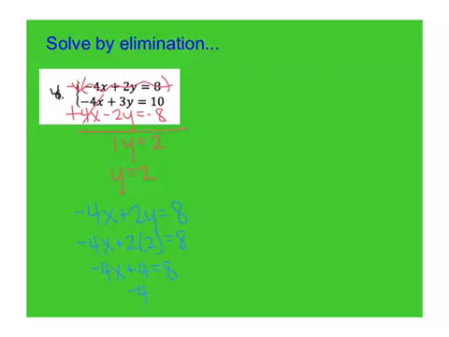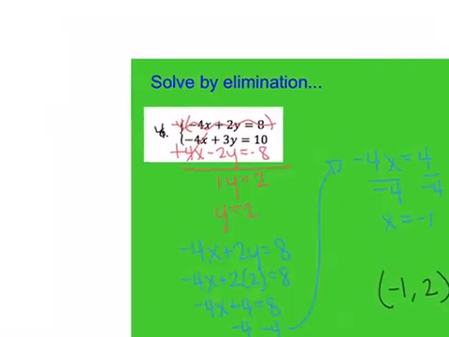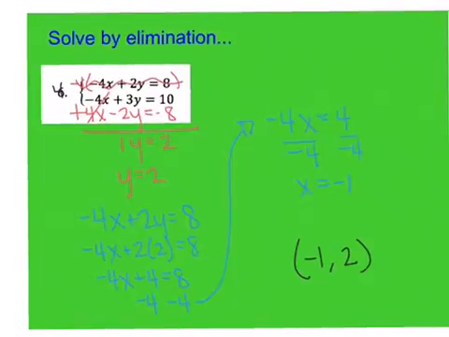Subtract 4. So I'm left with a negative 4x equals 4. Divide by negative 4. So I get x equals negative 1. So my final answer, my x value was a negative 1. My y value was a 2. And there's going to be my solution.